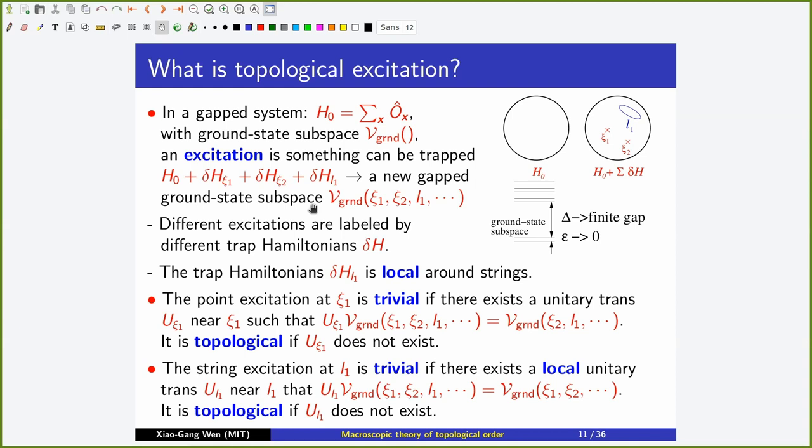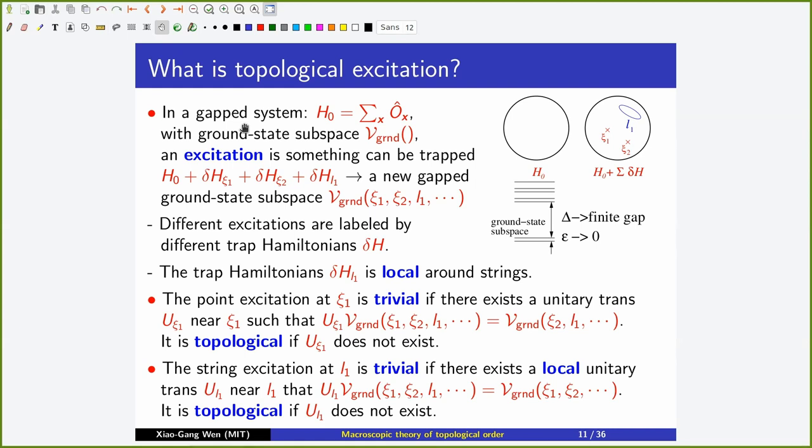Okay. And so then how do I label a quasi-particle? It's very simple. This trap just labels the quasi-particle. For each trap, we have a quasi-particle. Okay, then we are facing a problem. We have an infinite number of quasi-particles.